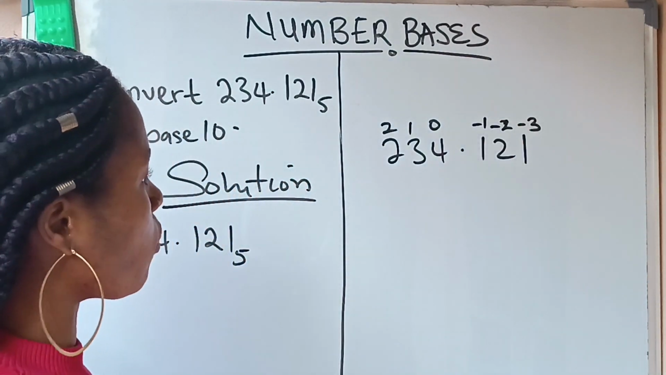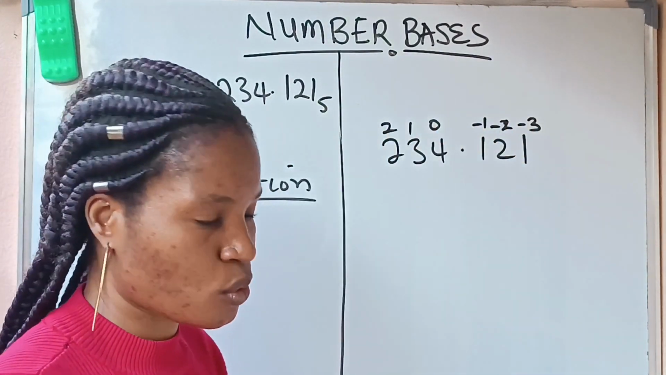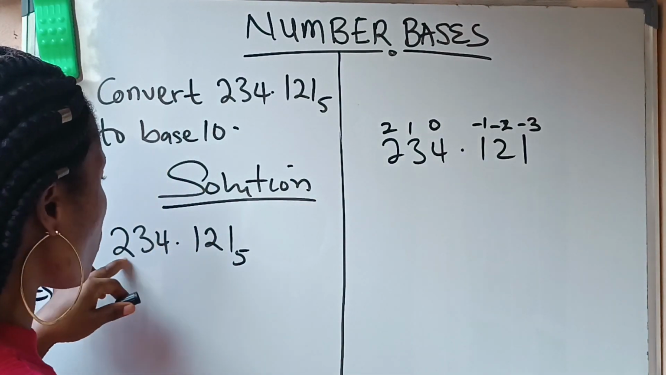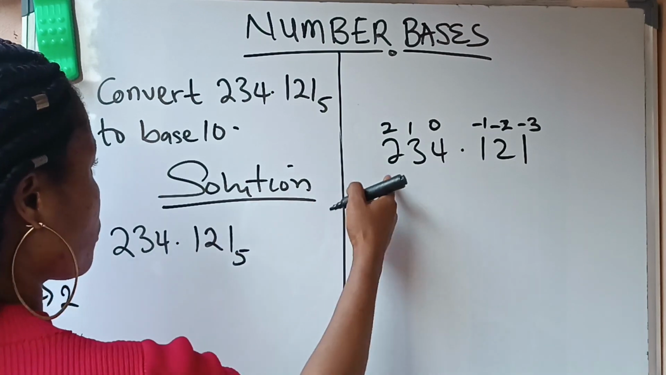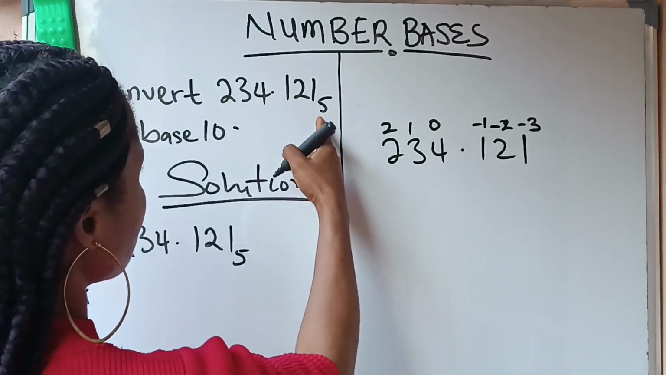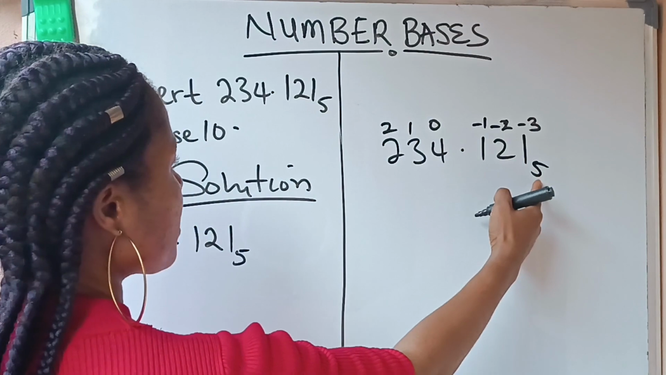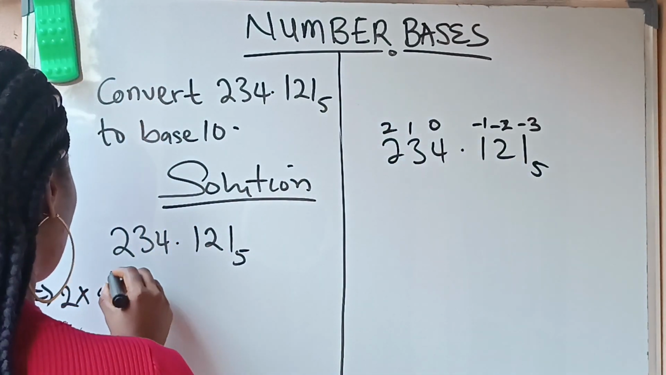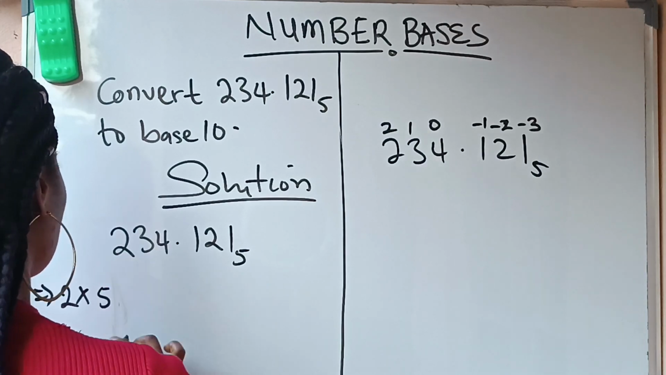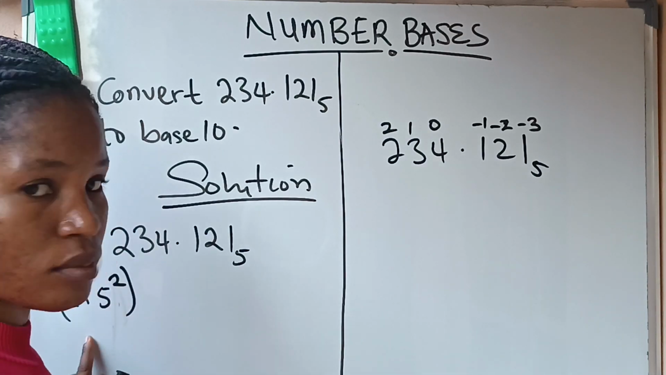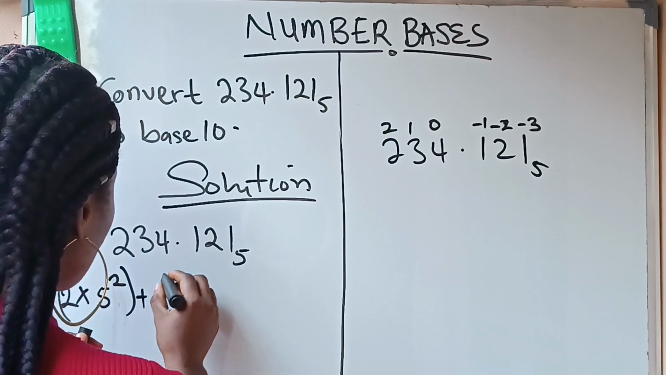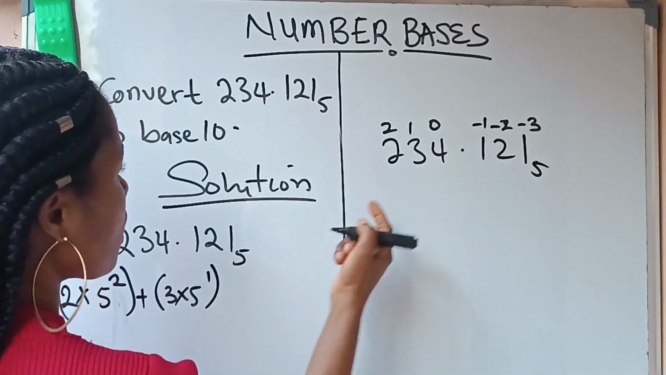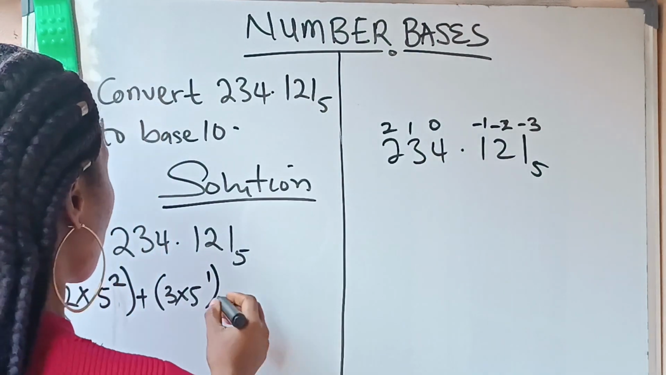Now we are going to see what I'm going to do with all these numbers I wrote on top. Now concentrate. This 2 you have here, remember that this is in base 5. This 2 will multiply 5 raised to the power of the 2 on top. So I'm going to write 2 times 5 raised to the power of 2. Plus, in brackets, 3 times 5 raised to the power of 1.